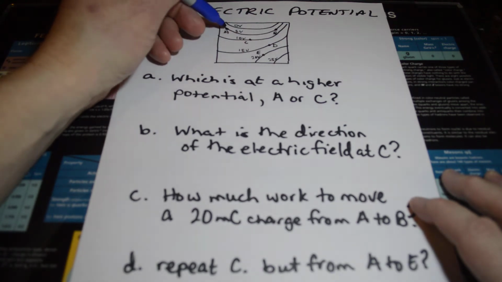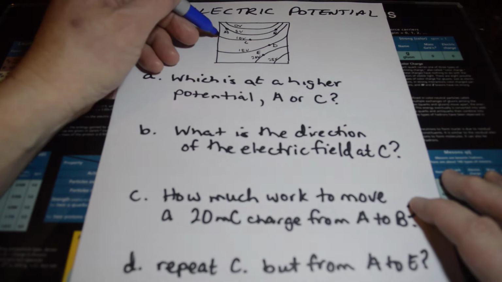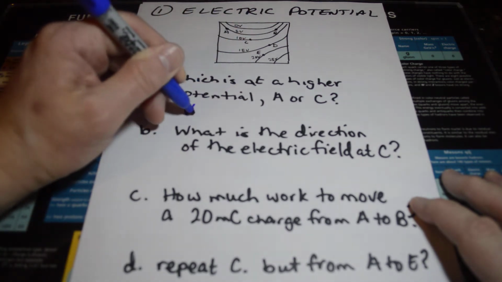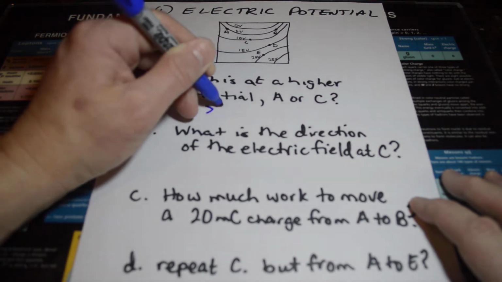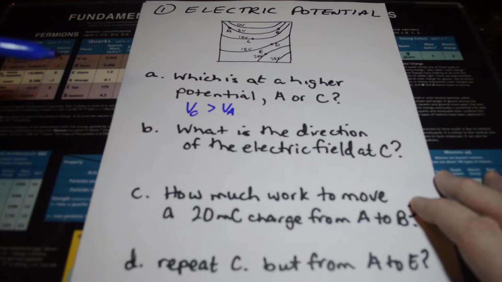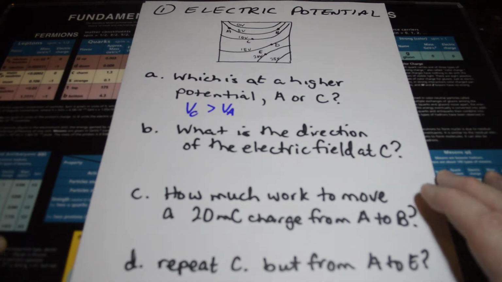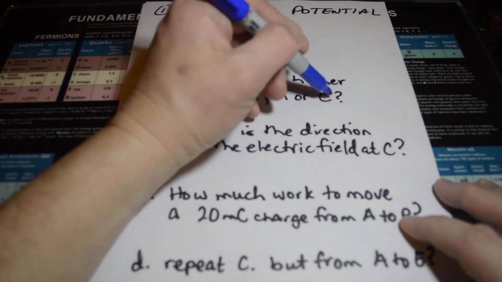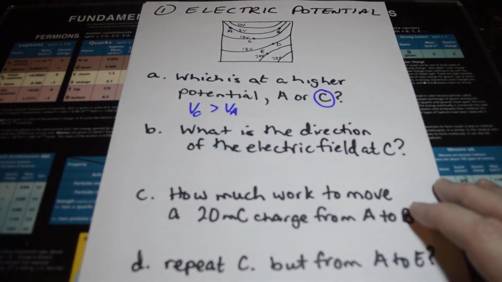If you see, the line for A is at 5 volts and that for C is at 10 volts, so we're going to say that the potential for C is greater than that of A, because C is at 10 volts, which is a higher potential. You just read it right off the figure. So C is the answer to that. C is at the higher potential.